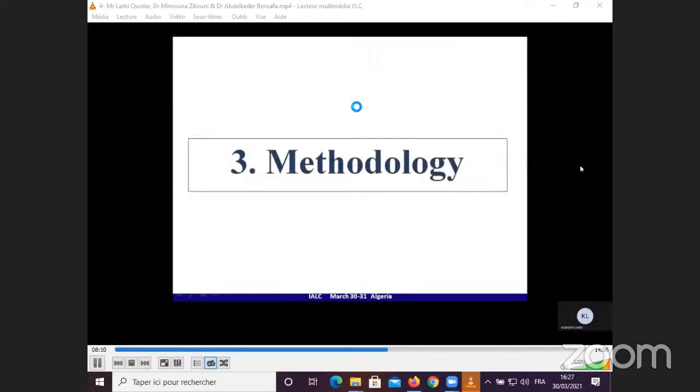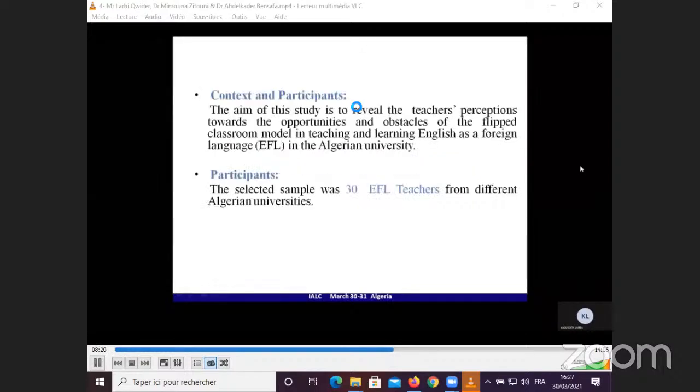After reviewing some literature about the flipped classroom, now let's move to the methodology. This study aims fundamentally at revealing the teachers' perceptions towards the opportunities and obstacles of the flipped classroom model in teaching and learning English as a foreign language in Algerian universities. So, the participants were 13 EFL teachers from different Algerian universities. This sample was deliberately chosen in order to get information and data from different affiliations.